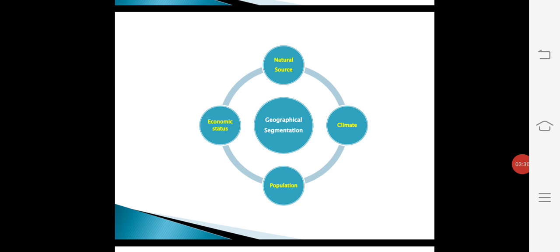geographical segmentation. Geographical segmentation means dividing the market, by the marketers, based on geographical location. Each and every location may have certain unique attributes or unique qualities, and based on such qualities the market may be divided into various heads. The first one is natural resources.